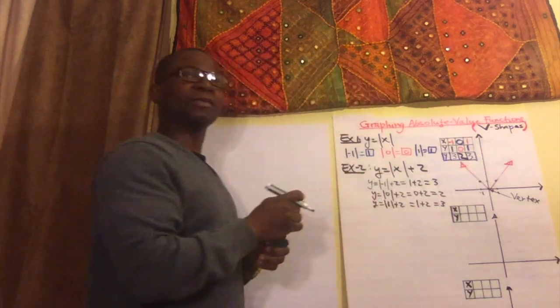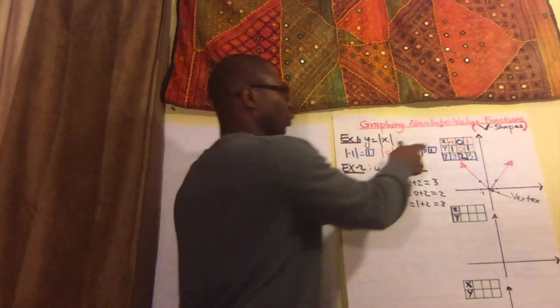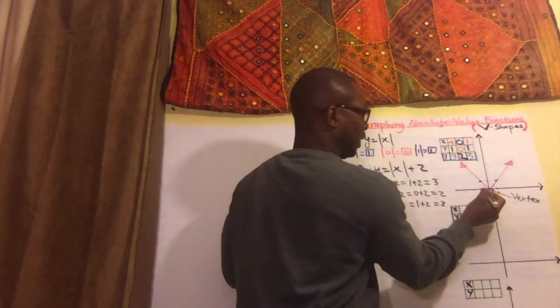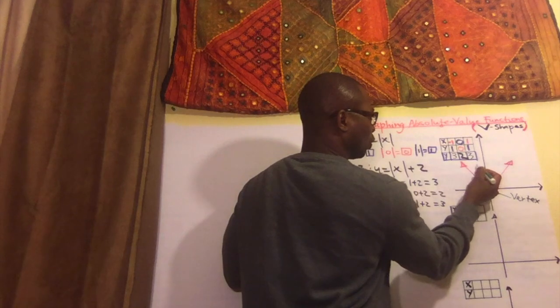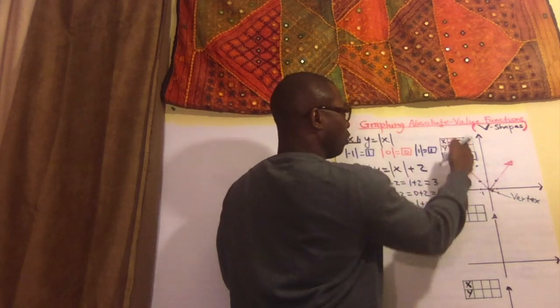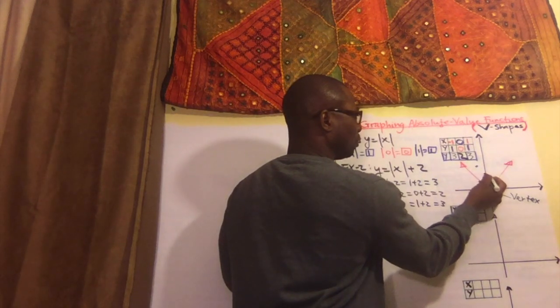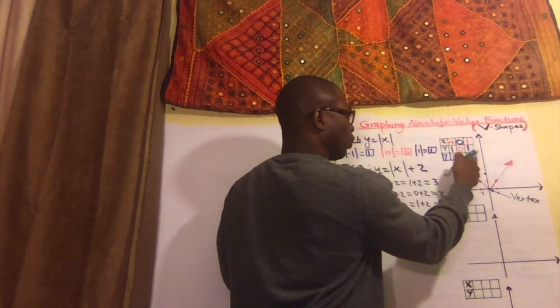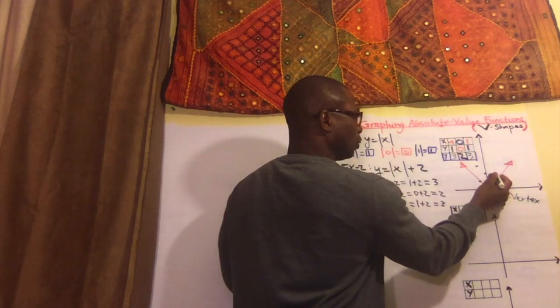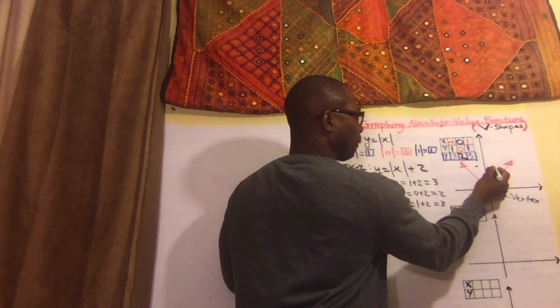Okay? Now let's plot them. So at negative 1, we have 3. At negative 1, we have 1, 2, 3, so right here. At 0, we have 2. At 0, we have 1, 2. At 1, we have 3. At 1, we have 1, 2, 3, right here. Okay?